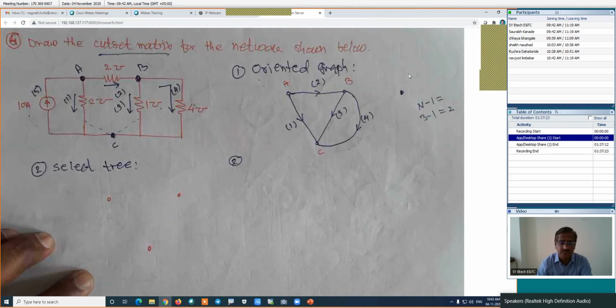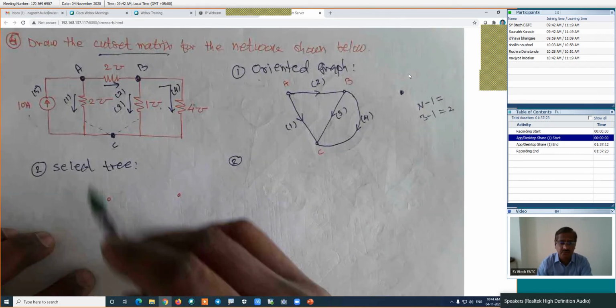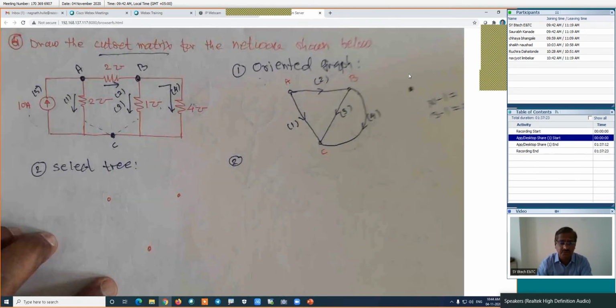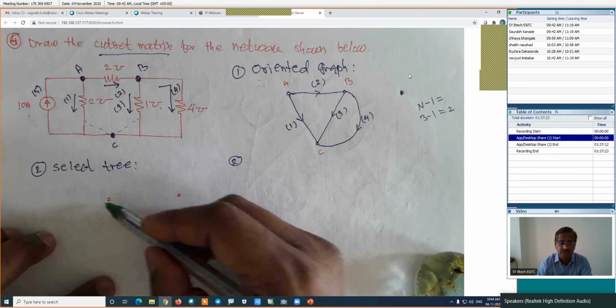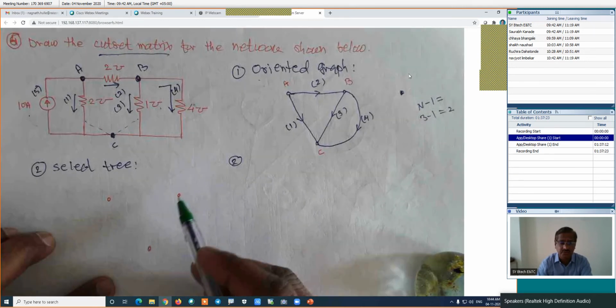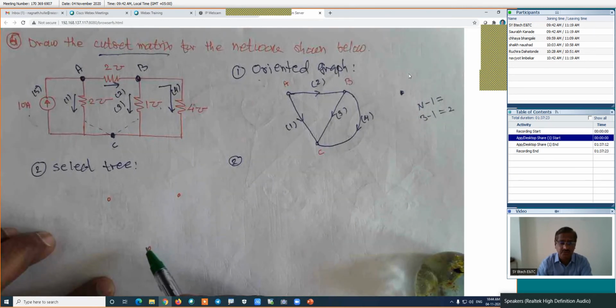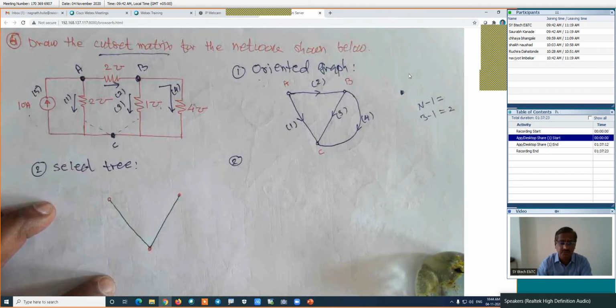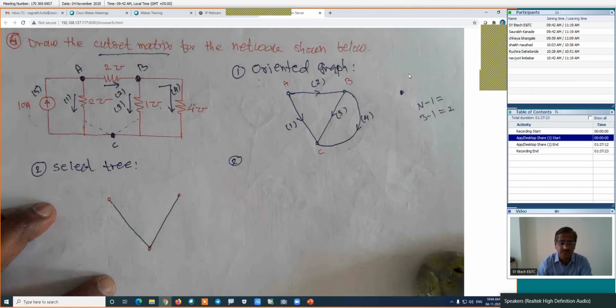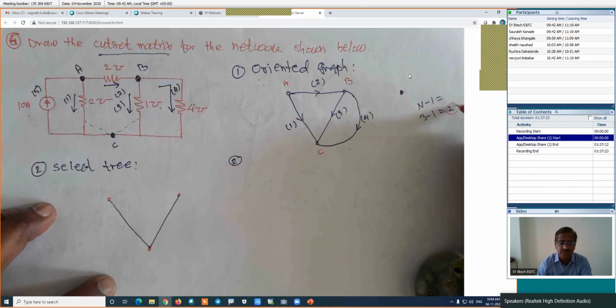In this case, I can select any tree. Here we have to connect all the nodes directly or indirectly without forming a loop. The tree may be V-shaped, it may be something like this, or something like this. Is it right? I will consider this as a tree. It should connect all the nodes directly or indirectly without forming a loop. And how many branches do we have? 2. We have 2 branches.